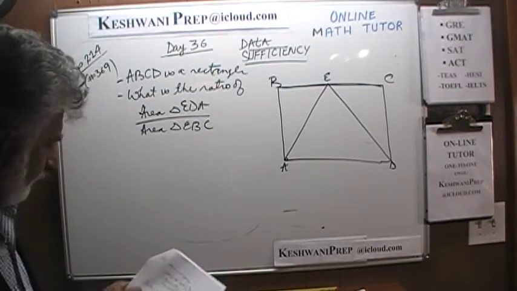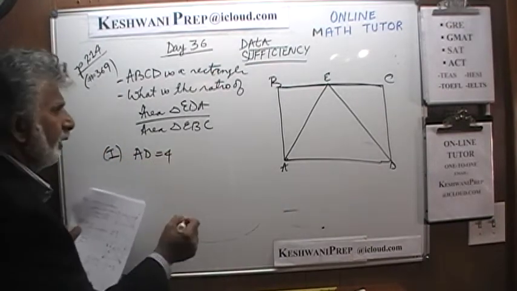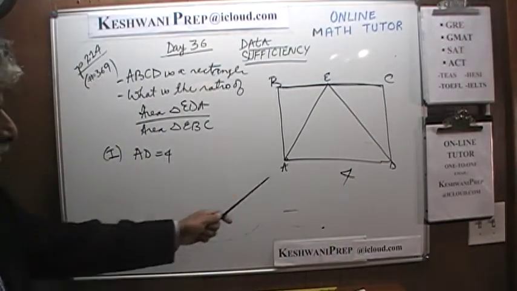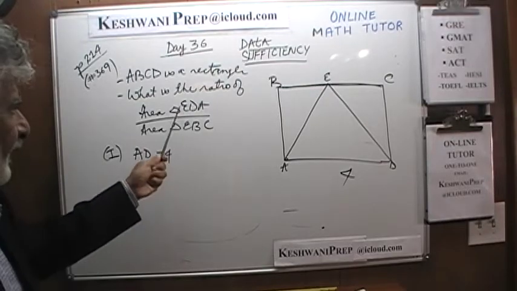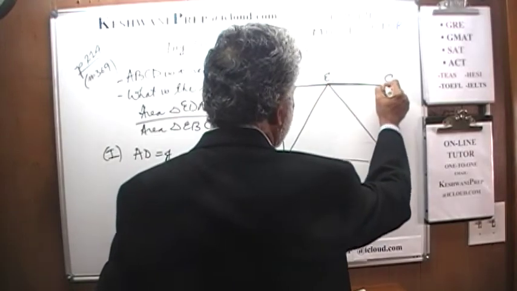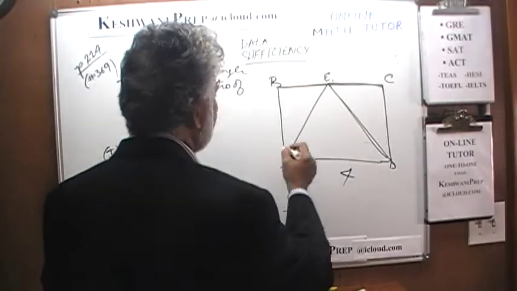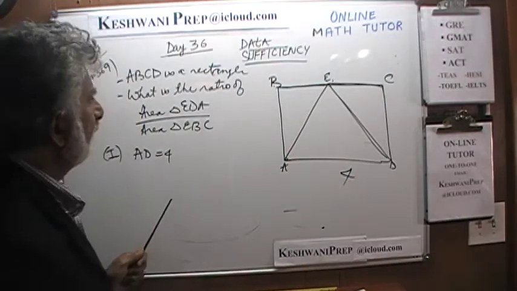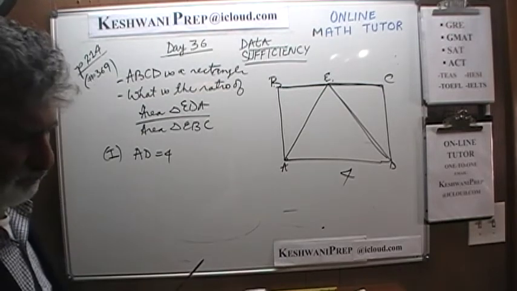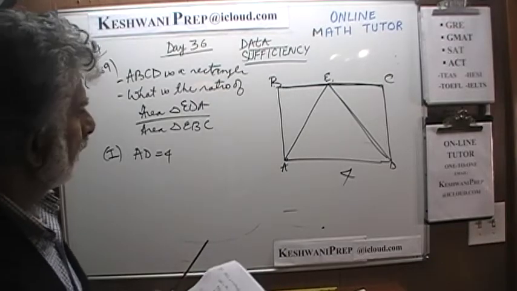Let's see what they tell us, shall we? The first statement tells us that A to D is 4. Is that enough, you think, for us to be able to figure out the ratio of the area of this triangle EDA? EDA is this one right here, and the area of EBC. EBC makes no sense. Oh, that should have been B.